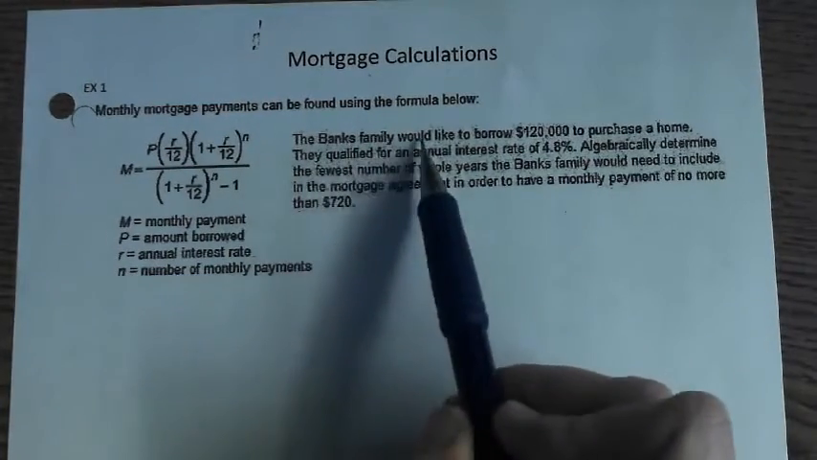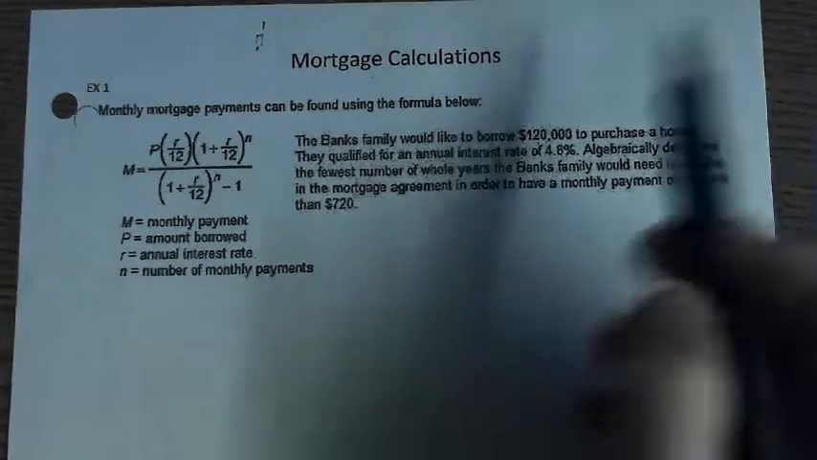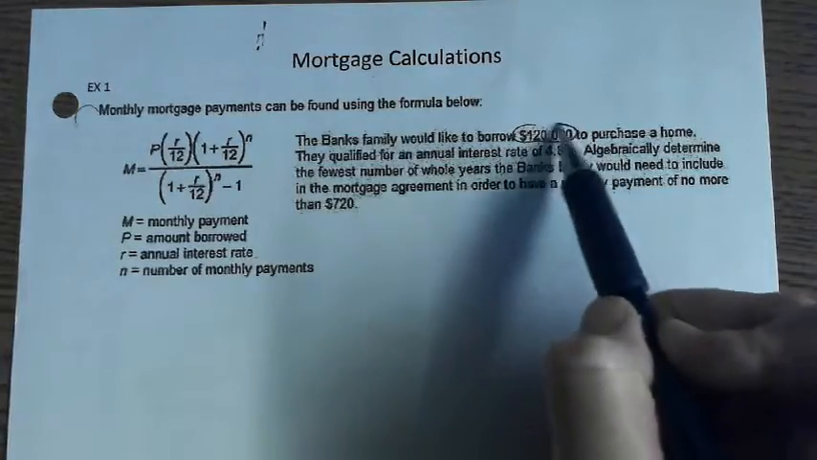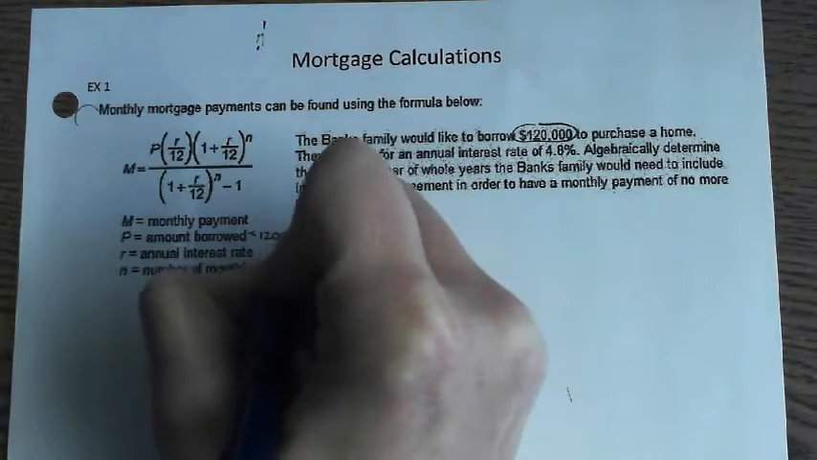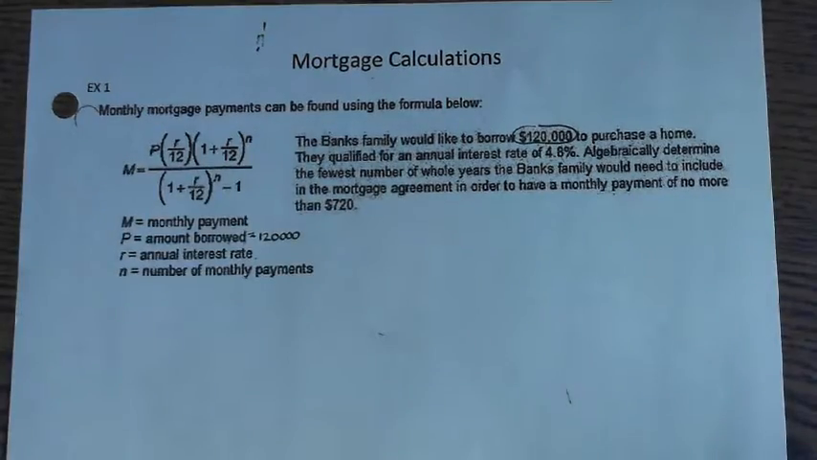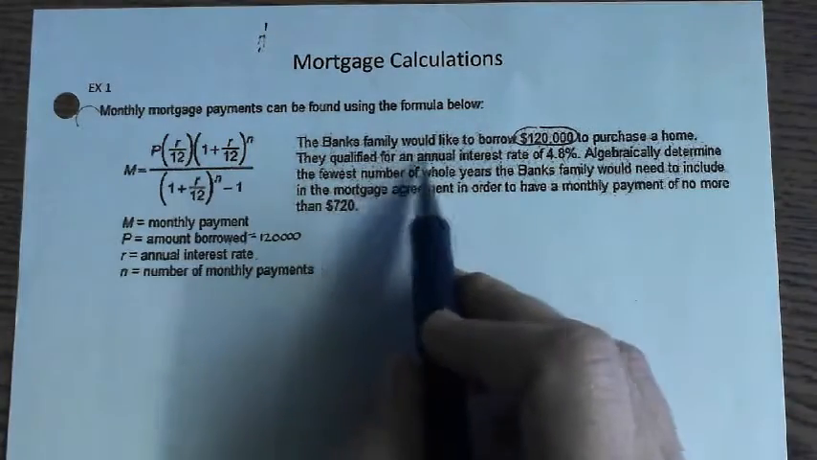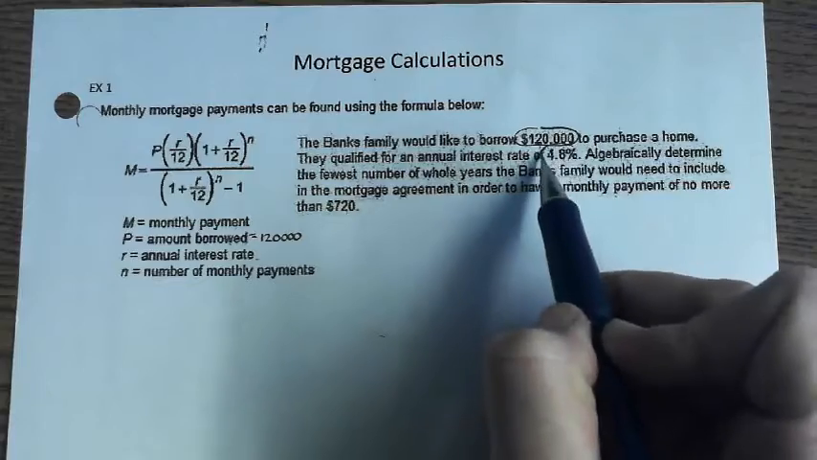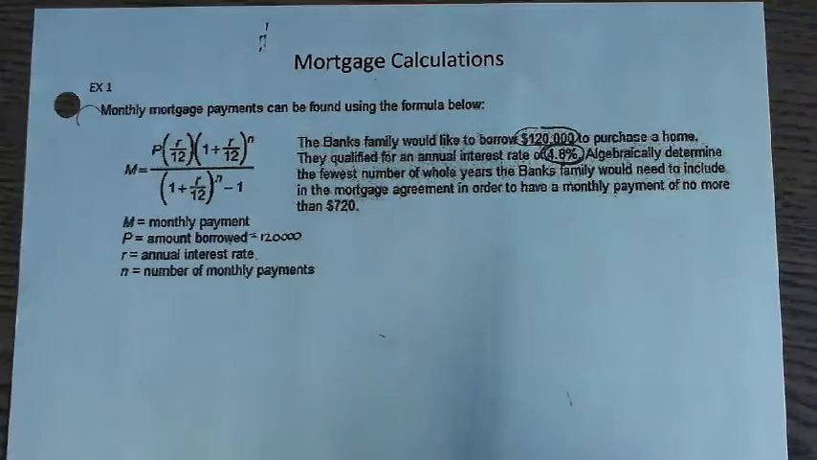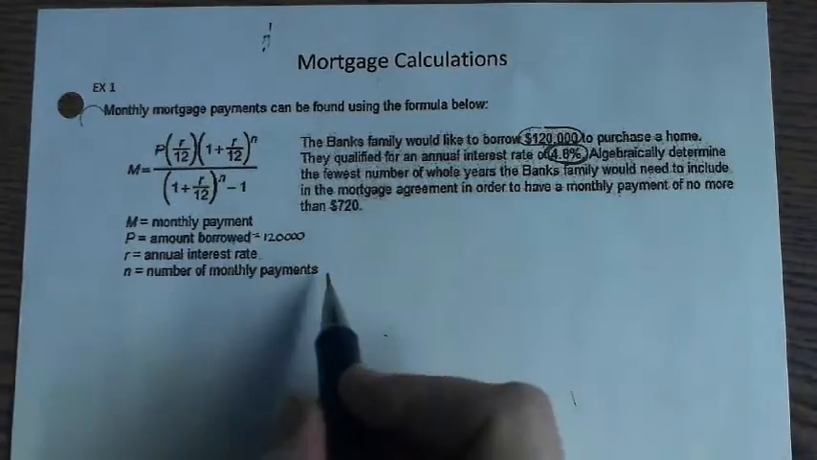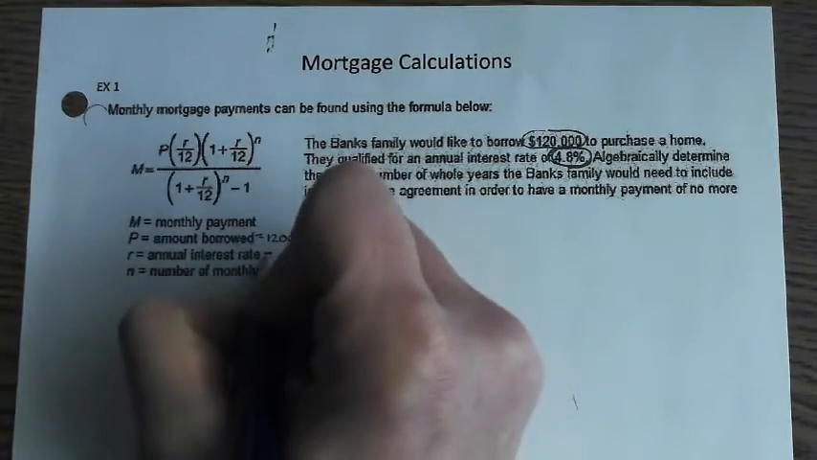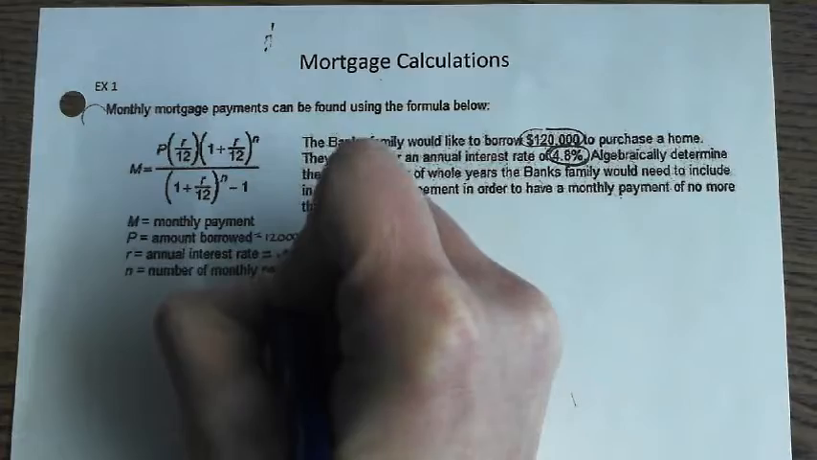So the bank's family would like to borrow $120,000. Where is that going? P, amount borrowed, $120,000. They qualified for an annual interest rate of 4.8%. What do we do with that? R, so R equals what? 0.048, very good.